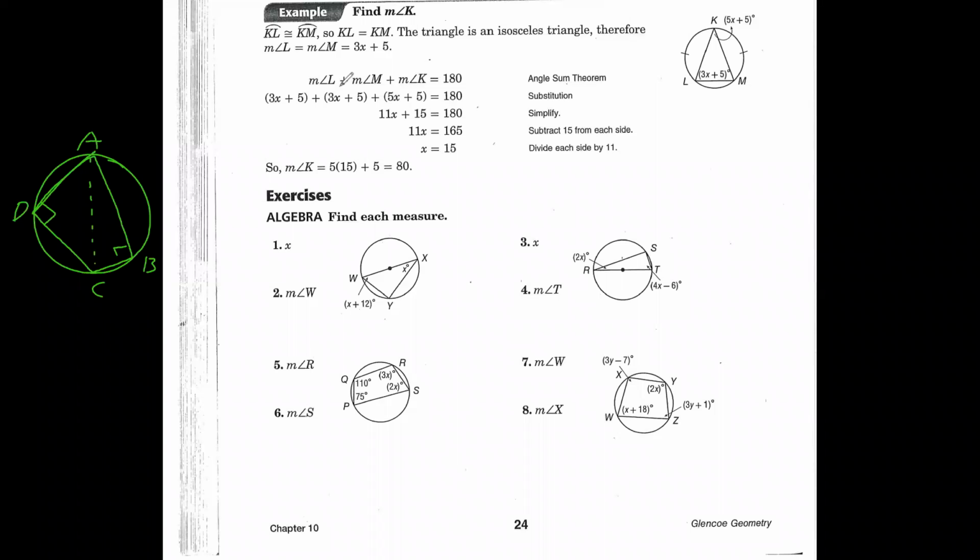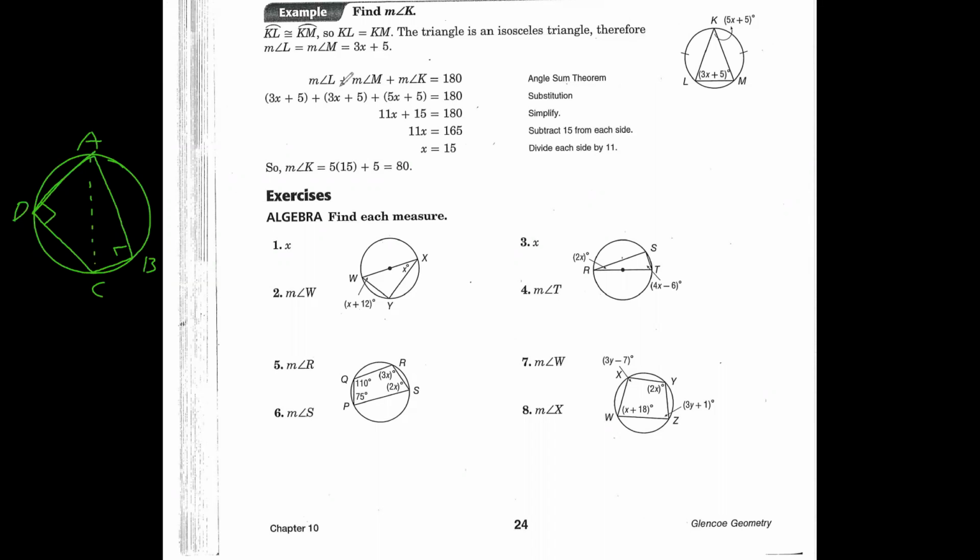All right, find each measure. So now, on here, we have 1 and 2. We're looking for x and the measure of angle W. Well, first off, it almost looks like there's not enough information to find that because there's not a lot labeled. But based on some of the properties we've talked about in this section, we can label something.